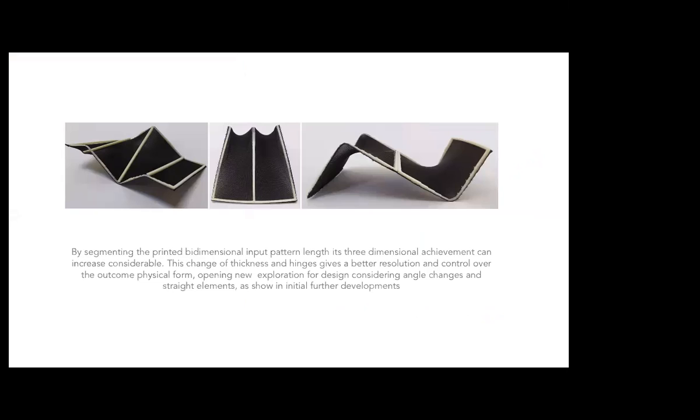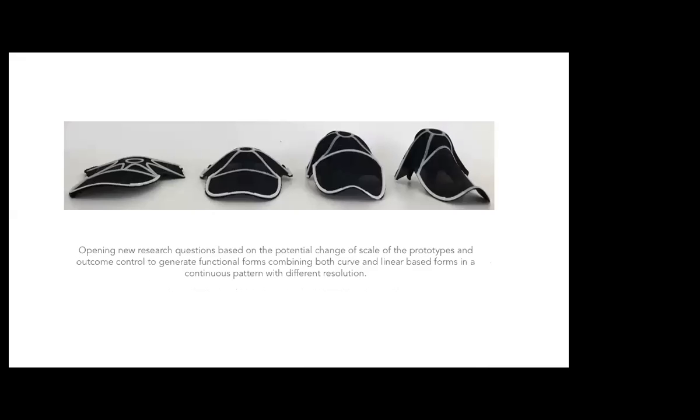angle changes and straight elements, as shown in initial further developments, developing an integrated research between physical and digital prototypes based on mechanical constraints. Material strength can considerably be optimized through the geometry, decreasing the amount of embedded energy required for three-dimensional forms. The input pattern through the force of the textile controls and adapts the embedded energy generated and actuated transformation from a bidimensional to a three-dimensional form, defined as four-dimensional.